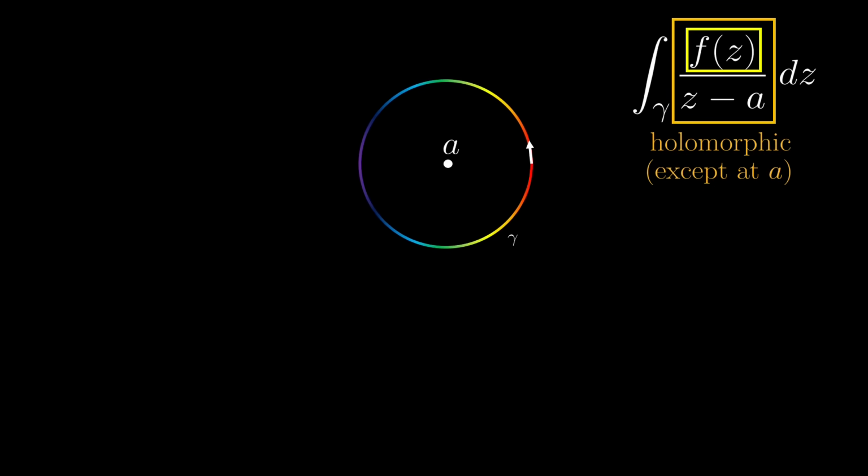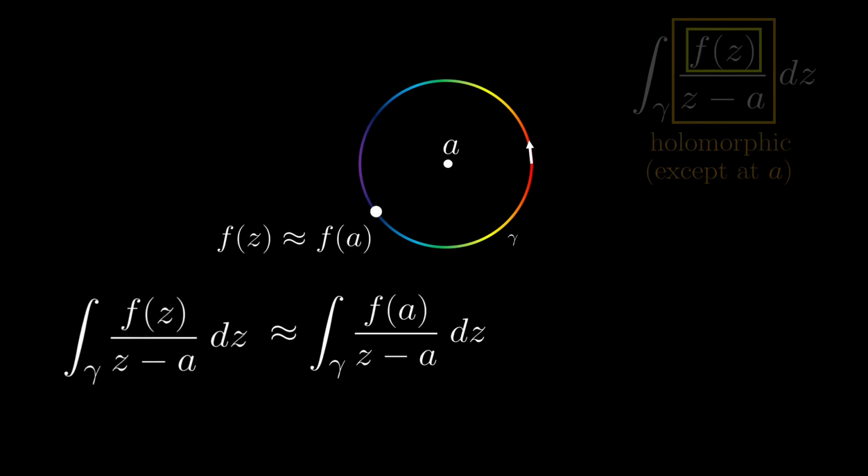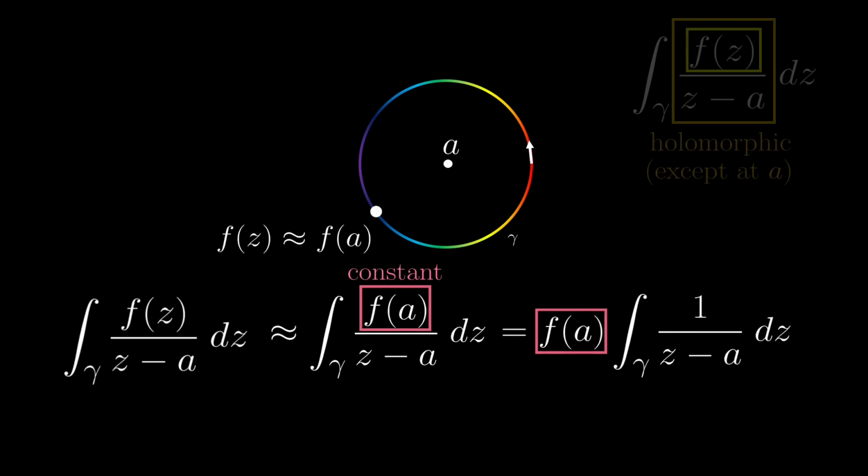remains unchanged. The advantage of doing this shrinking is that now every point on this loop has its function value very close to f of a, and so the integral can be estimated by replacing the numerator as f of a. The good thing here is that f of a is a constant, and so it can be taken outside of the integral, and what remains in the integral is a disguise of the integral of 1 over z, just translated by a, and so it is 2 pi i.